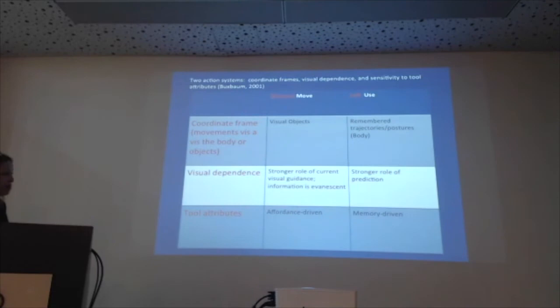Now, we think in apraxia, you have damage to this system, with preservation of that other system. So that kind of explains what we get in apraxia.